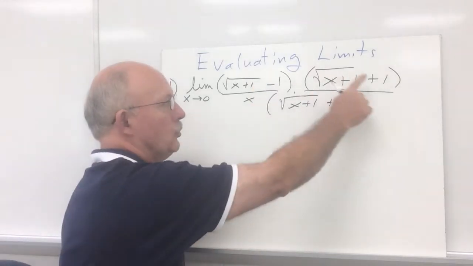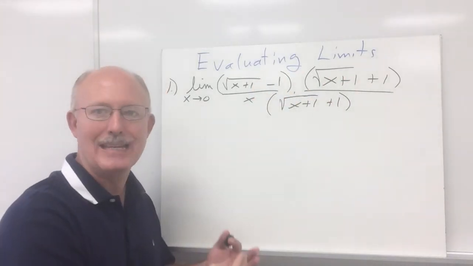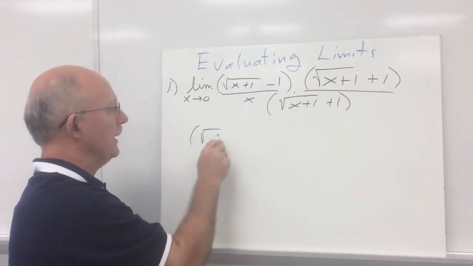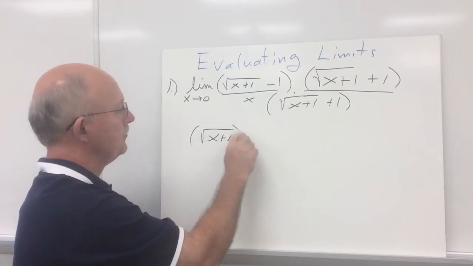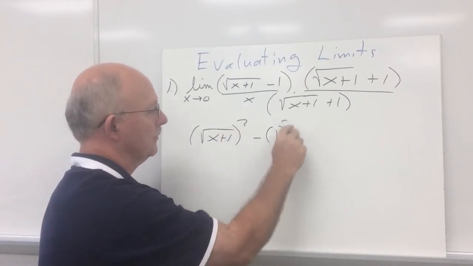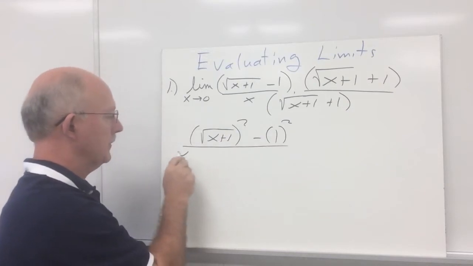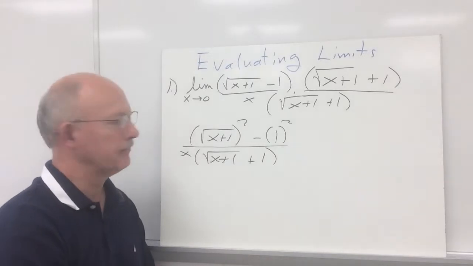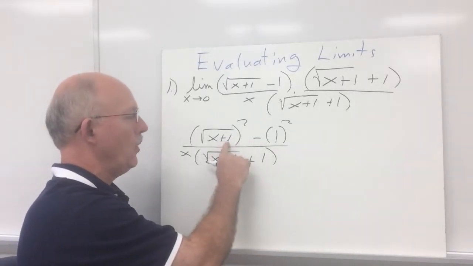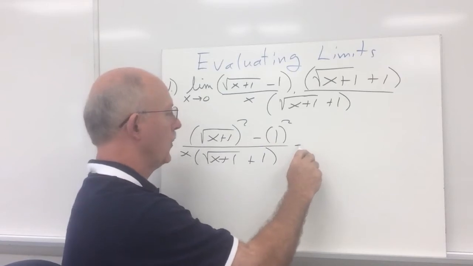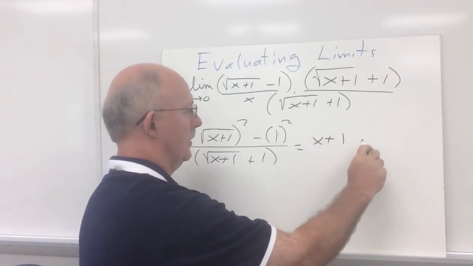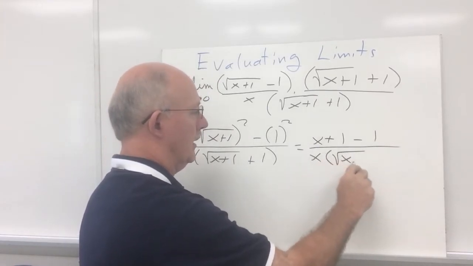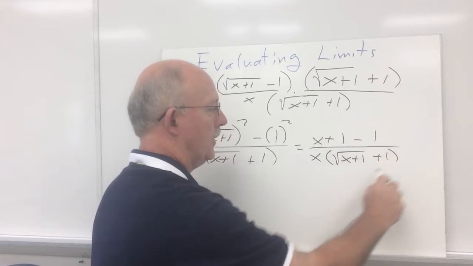Now, whenever you multiply two conjugates together, you will always end up with a difference of two squares. So multiplying these in the numerator will give us the square root of x plus 1 squared minus 1 squared. All that divided by x times the square root of x plus 1 in our denominator. Now, when you square the x plus 1, that removes the radical. This gives us a 1 squared, and we end up with x plus 1 minus 1 in our numerator. All that divided by x times the square root of x plus 1 in our denominator.